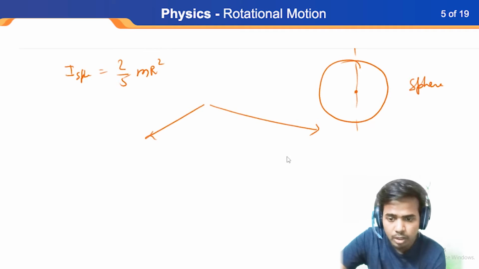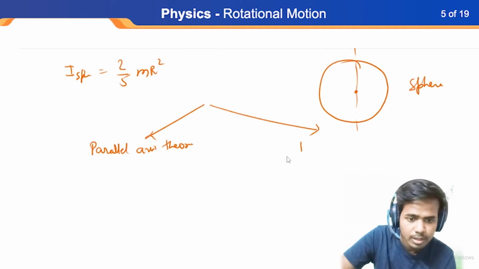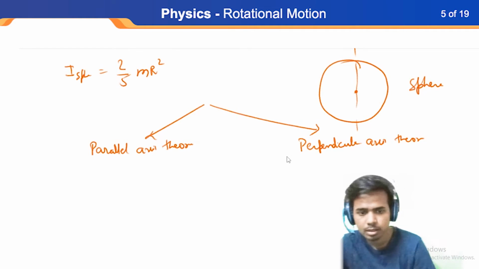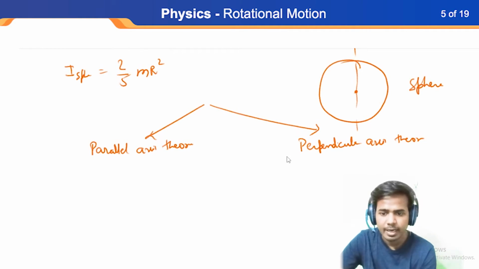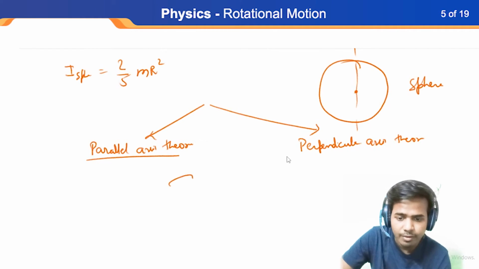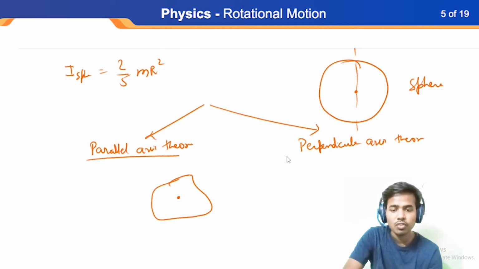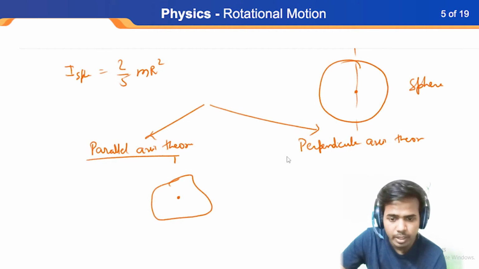The first one is called the parallel axis theorem, and the second one is called the perpendicular axis theorem. All right. Now, the parallel axis theorem says that if you have, let's say, there is this body having the center of mass at this particular point.